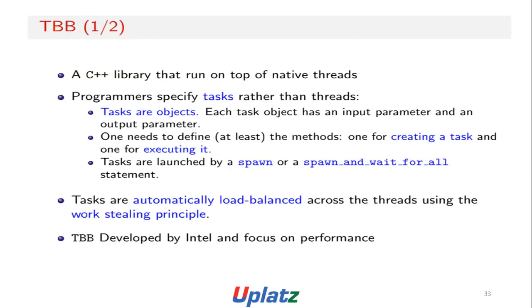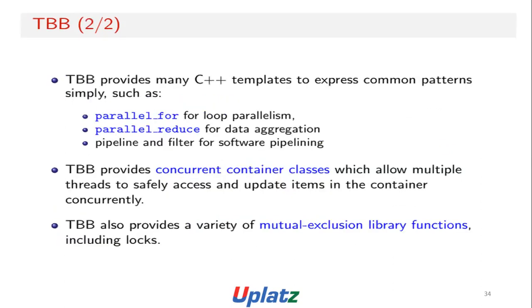TBB is a C++ library that runs on top of native threads. Programmers specify tasks rather than threads. Tasks are objects. Each task object has an input parameter and an output parameter. One needs to define at least two methods, one for creating a task and one for executing it. Tasks are launched by spawn or spawn and wait for all statement. Tasks are automatically load balanced across the threads using the work stealing principle. TBB was developed by Intel and focuses on performance.